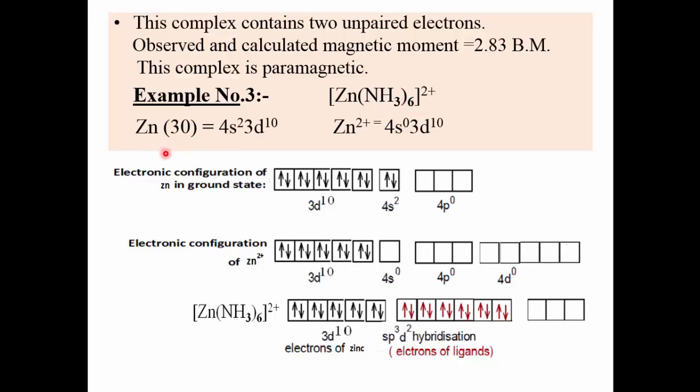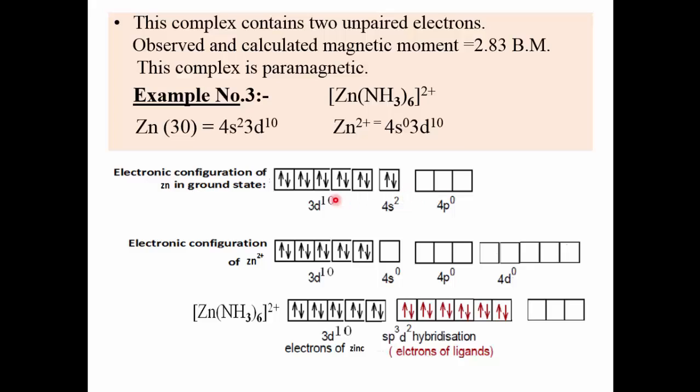Followed by the next example, Zn(NH3)6 2+. Zinc atomic number is 30, 4s2 3d10. This is the ground state configuration. Again here, the 6 ammonia molecules are neutral. This 2+ charge is from zinc. There is formation of the Zn2+ ion, and for this purpose the two electrons from the 4s orbital are lost. So the electronic configuration becomes 4s0 3d10, which is shown in this step. So 3d contains 10 electrons, 4s contains 0 electrons.